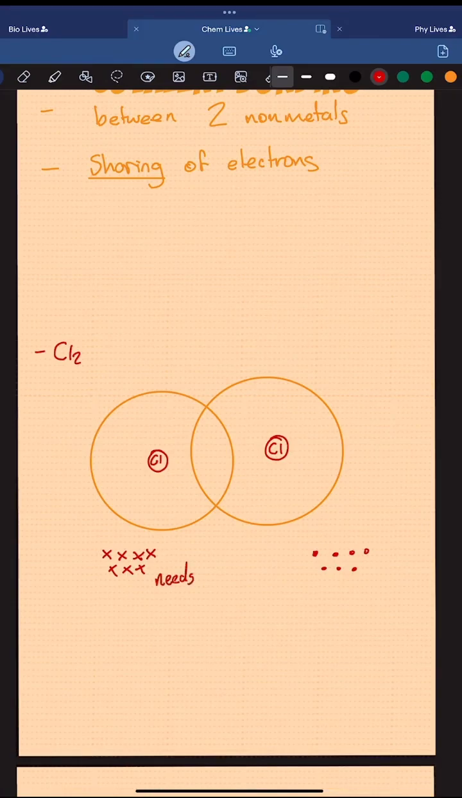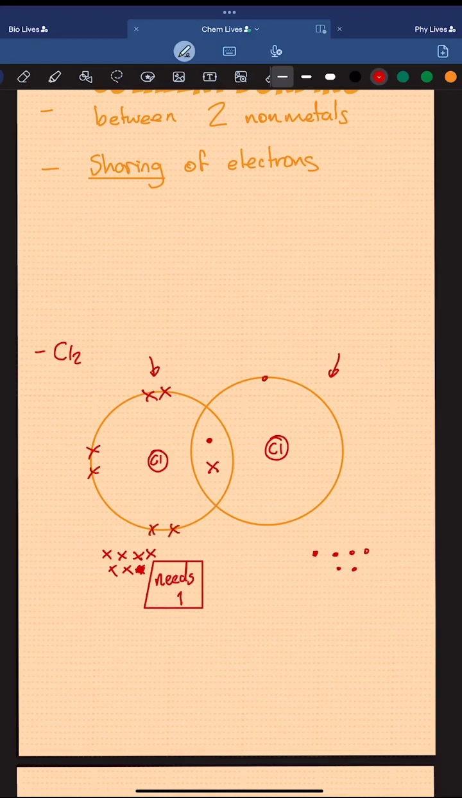The whole aim of this is to get a full outer shell. If this has 7, it needs 1 more to get a full outer shell. So this chlorine borrows 1 from the right, and this chlorine borrows 1 from the left. Okay, so we've gotten rid of 1 electron here, 1 electron here. So that leaves us with 6 electrons on our left. 1, 2, 3, 4, 5, 6.